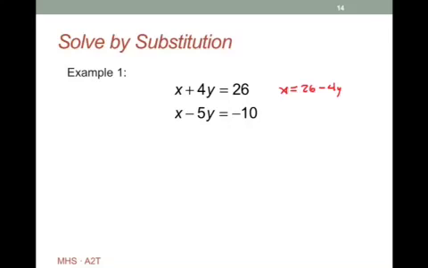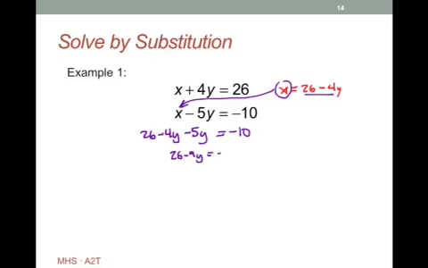And then I'm going to take that value and plug it into my second equation where I see the x. So I'm going to plug 26 minus 4y in for that x in the second equation and then rewrite it and solve for y. Then I have one equation in one unknown, and so I can solve it. I'm going to go ahead and simplify.